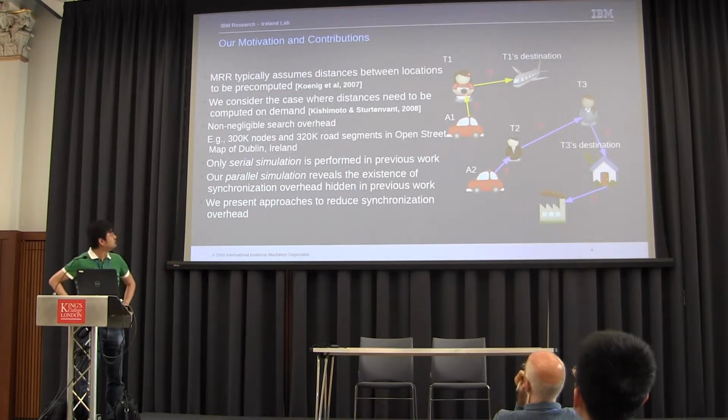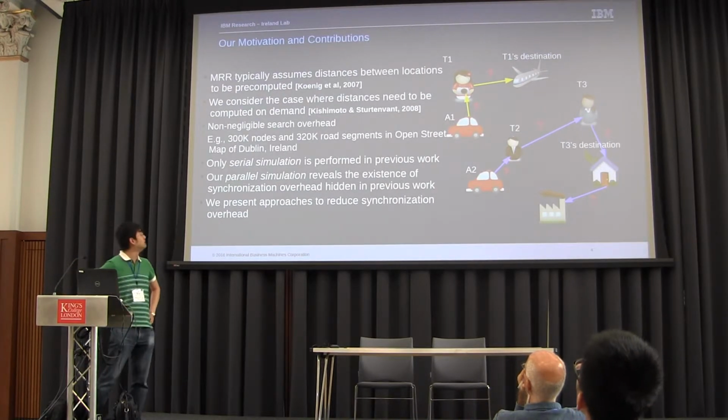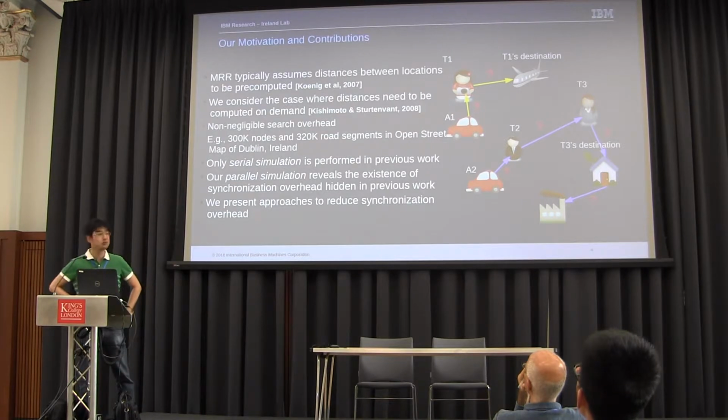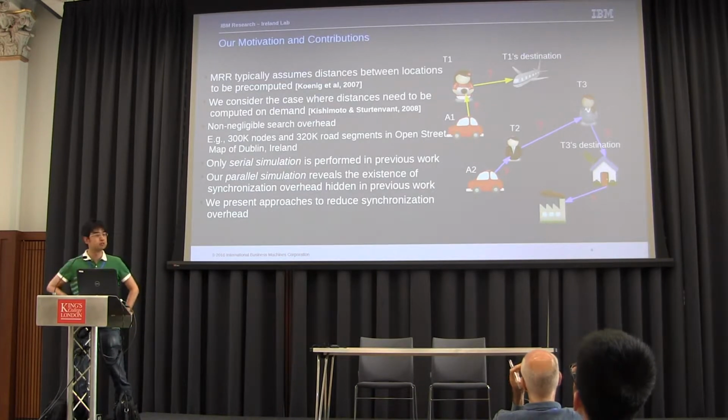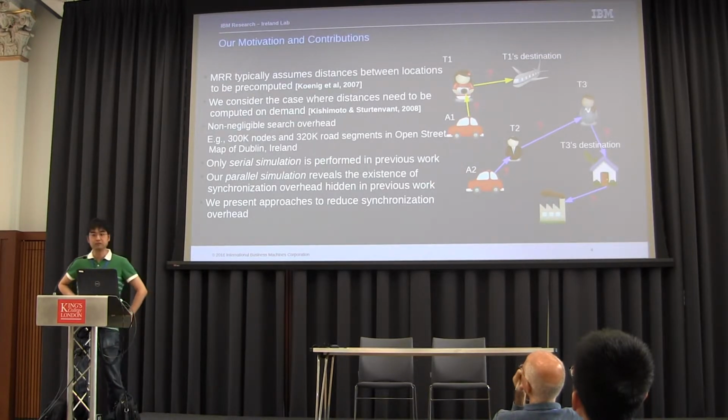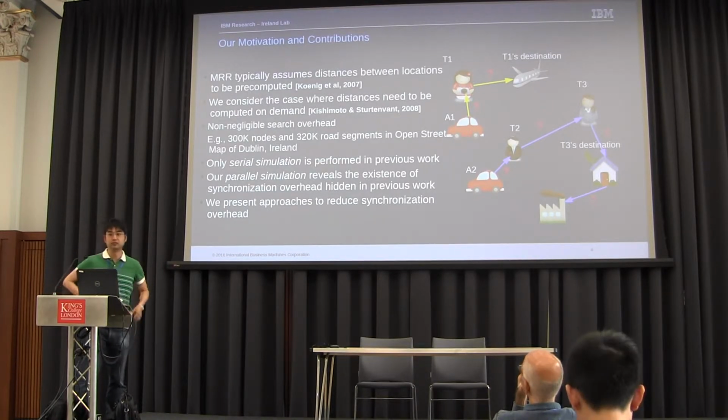And let me move on to my motivation for this problem. Typically speaking, the multi-robot routing problem assumes that the distances between locations are pre-computed beforehand, which means that if we want to know the distance between locations, all we have to do is to look at the table, which can be easily done with an order of one computation cost.